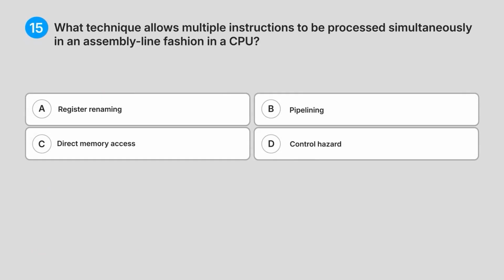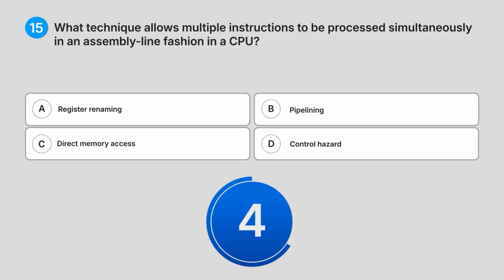15. What technique allows multiple instructions to be processed simultaneously in an assembly line fashion in a CPU? A. Register renaming. B. Pipelining. C. Direct memory access. D. Control hazard. What do you think is the answer?